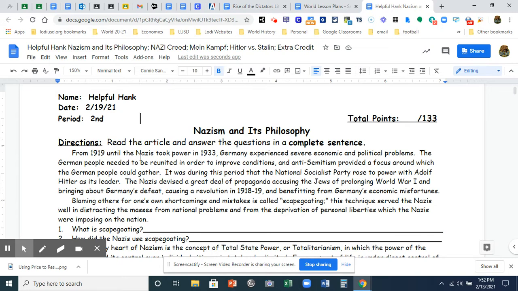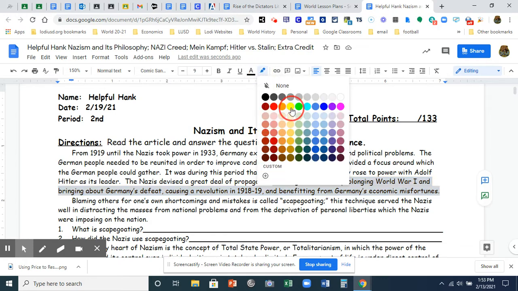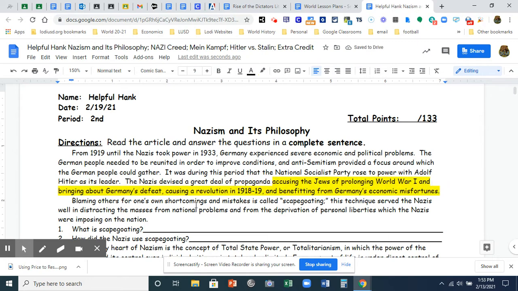From 1919 until the Nazis took power in 1933, Germany experienced severe economic and political problems. German people needed to be reunited in order to improve conditions, and anti-Semitism provided a focus around which the German people could gather. It was during this period that the National Socialist Party rose to power with Adolf Hitler as its leader. The Nazis devised a great deal of propaganda, accusing the Jews of prolonging World War I, bringing about Germany's defeat, causing a revolution, and benefiting from Germany's economic misfortunes. So that's blaming them. All those things are blame. Blaming others for one's own shortcomings and mistakes is called scapegoating. So blaming one other.